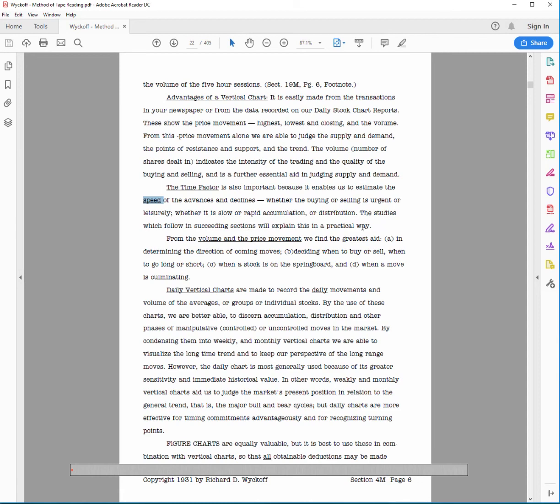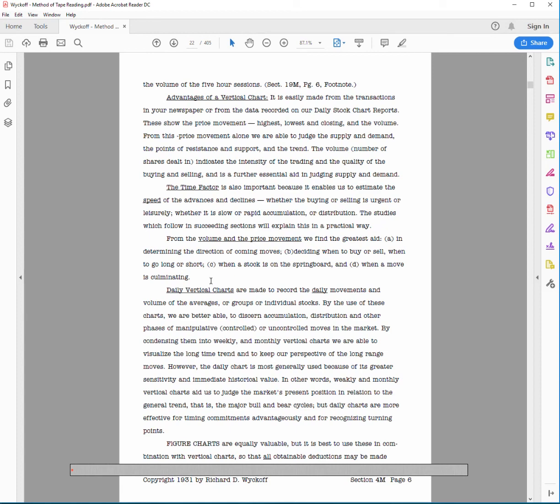Studies which follow. From the volume and the price movement, we find the greatest aid in determining the direction of coming moves. So this is when to buy, when to sell. There's ways of doing this, obviously, right? The direction of coming moves when you have low volume pullbacks, effort rewards, low volume springs, stuff like that, and tests of climaxes on low volume, tests of support, low volume.